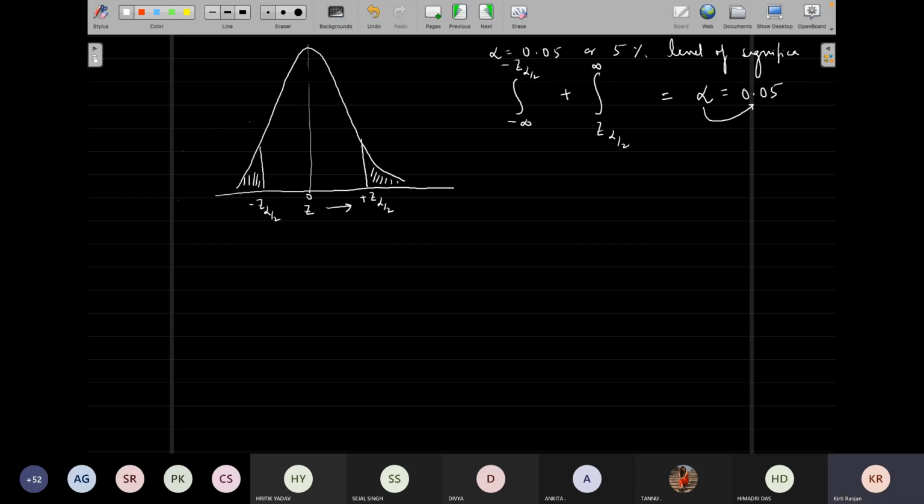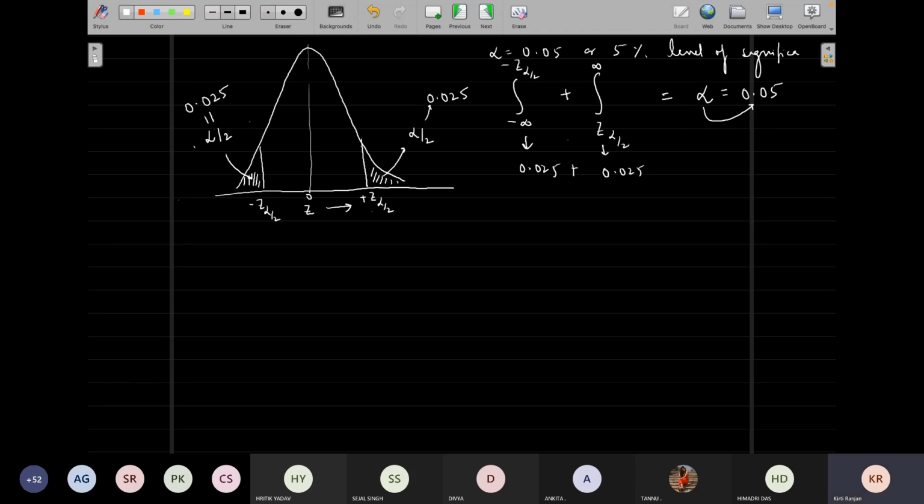Now we know, because of the symmetric nature of the Gaussian distribution, this portion has the probability alpha by 2 and this portion has the probability alpha by 2 for z to be symmetrically placed on both sides, which means that this portion will have the area 0.025 and this one also has the area 0.025, so that the total area under the curve, this one contributing 0.025 plus this one contributing 0.025, comes out to be 0.05.